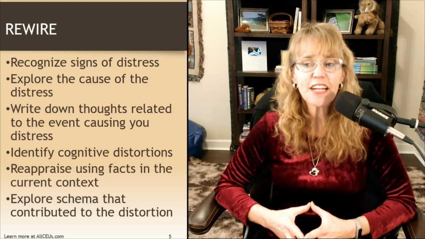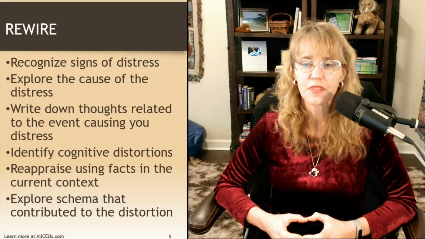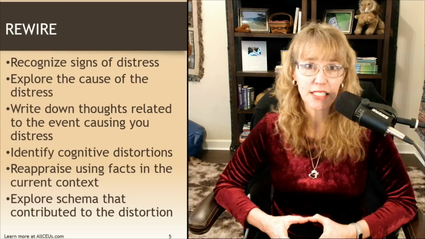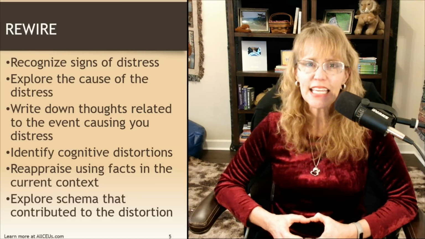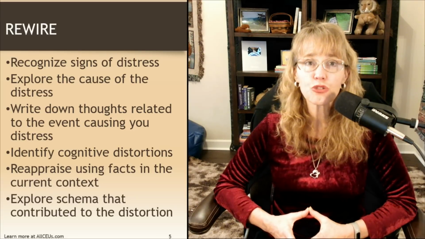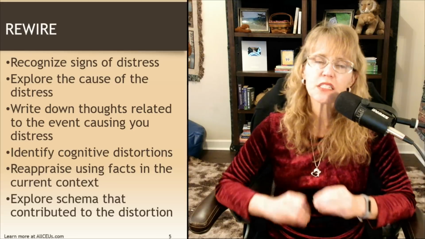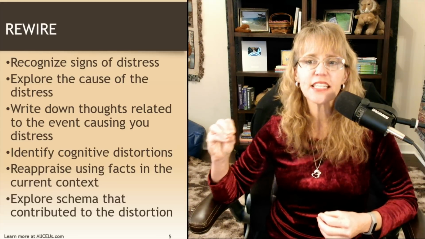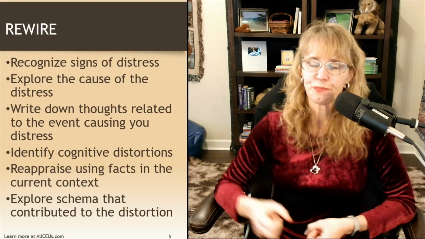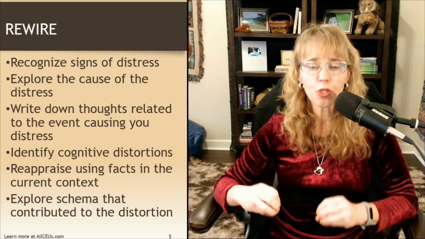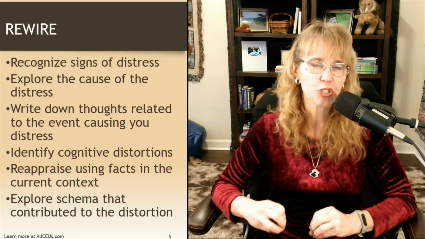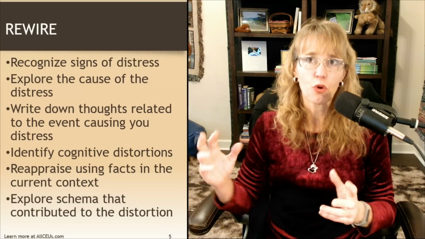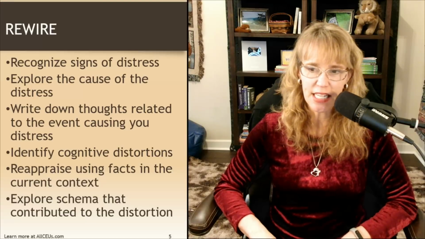I stands for identify cognitive distortions. R, reappraise using facts in the current context. And E, explore schema that contributed to the distortion. And we're going to talk about each one of these, but recognizing the signs of the distress early on and exploring the schema that contributed to the distortion are really where Rewire rounds out or complements the i-CBT apps.